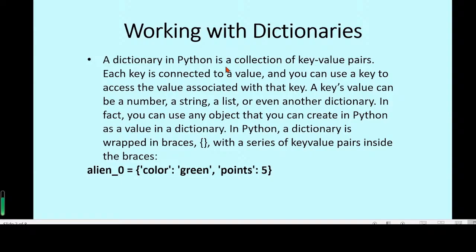A dictionary in Python is a collection of key-value pairs. Each key is connected to a value, and you can use a key to access the value associated with that key. A key's value can be a number, a string, a list, or even another dictionary. In fact, you can use any object that you can create in Python as a value in a dictionary. In Python, a dictionary is wrapped in braces, with a series of key-value pairs inside the braces. So this is a dictionary with two key-value pairs, and the keys are color and points, and the values are green and 5.